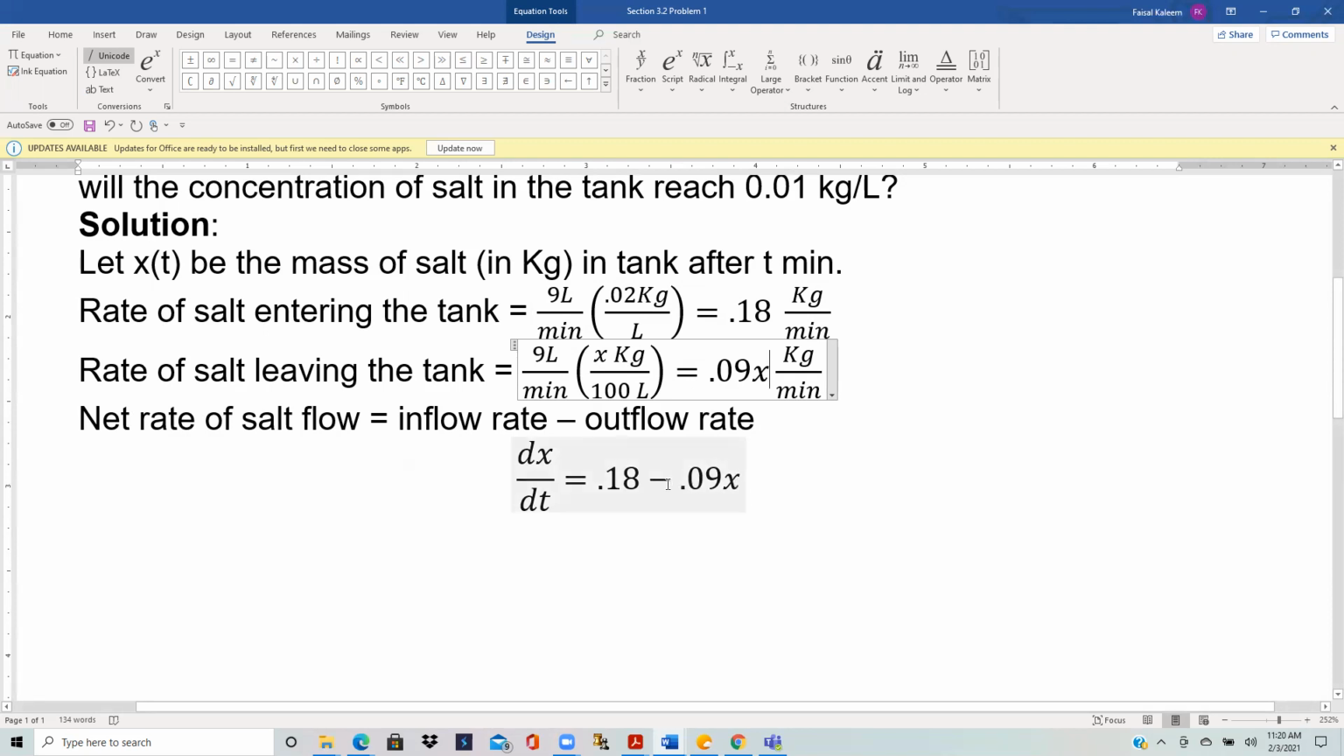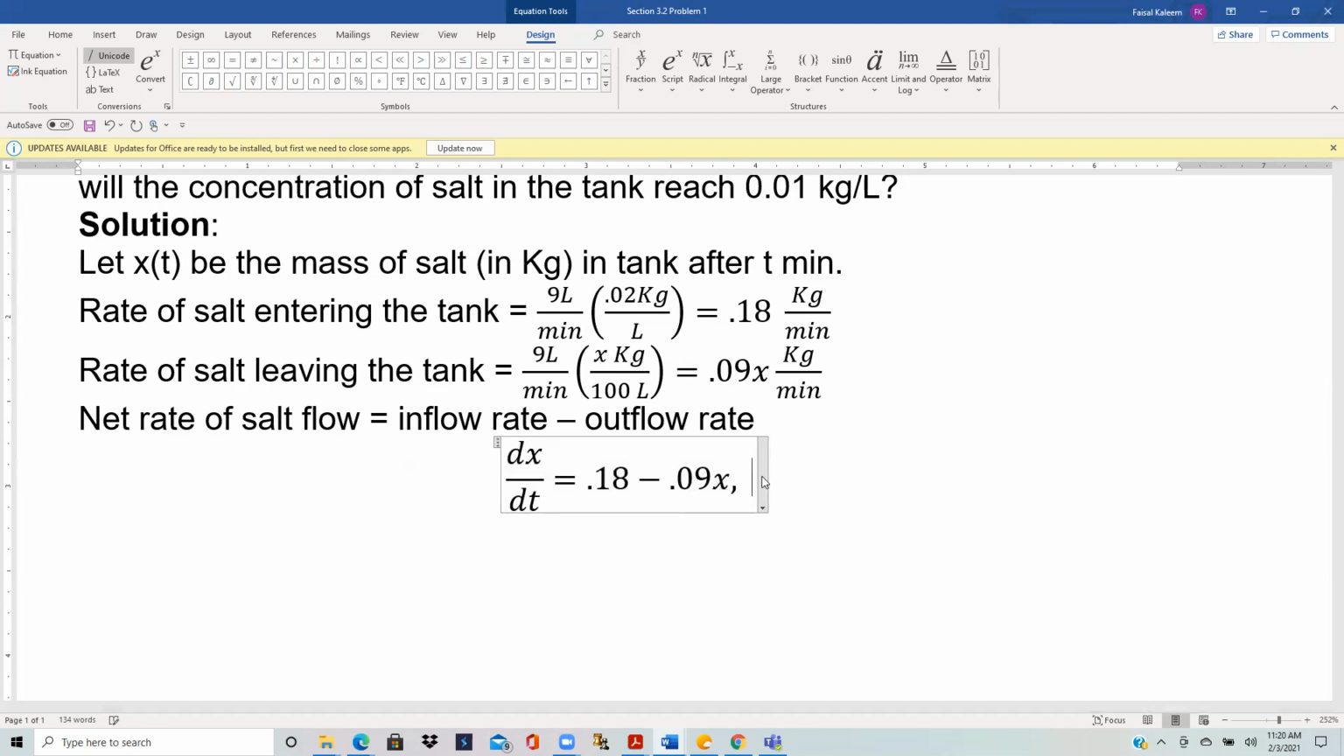Okay, so basically it's a question to get x. Remember, x was the amount of salt, the mass of salt. So to get the mass of salt, you just have to find x, which means you have to solve this differential equation.